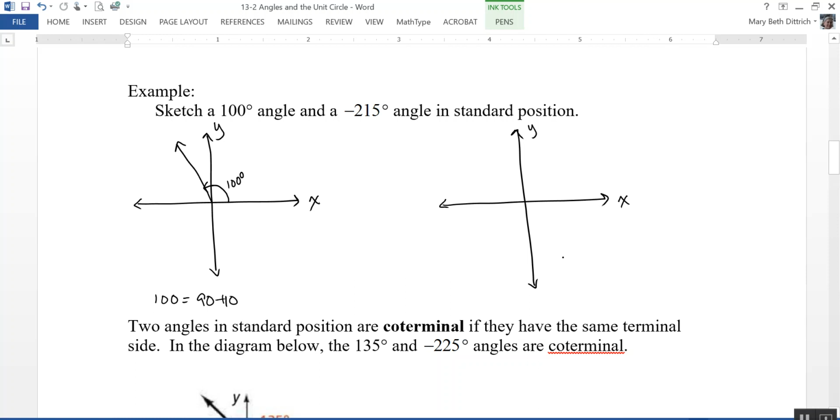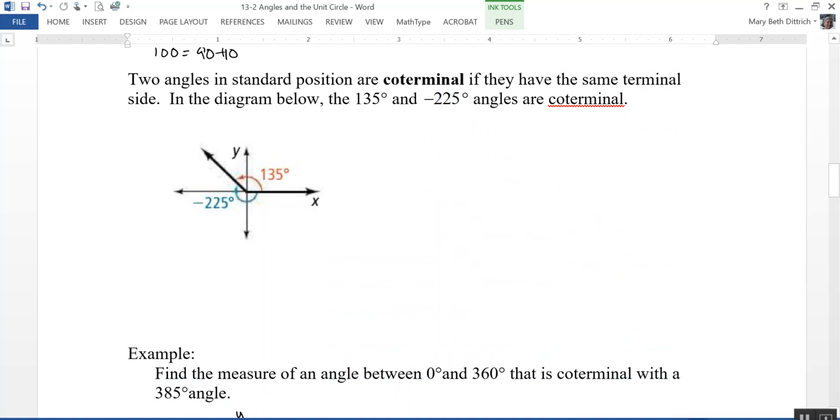A negative 215 degree angle, well, I know I'm going to be going clockwise, so 215 is 180 plus 35. I want to start here at the positive x-axis, go 90 plus another 90 for 180, and then go 35, which is just probably a little shy of half. Draw that angle, put some arrows there, and that is a negative 215 degree angle.